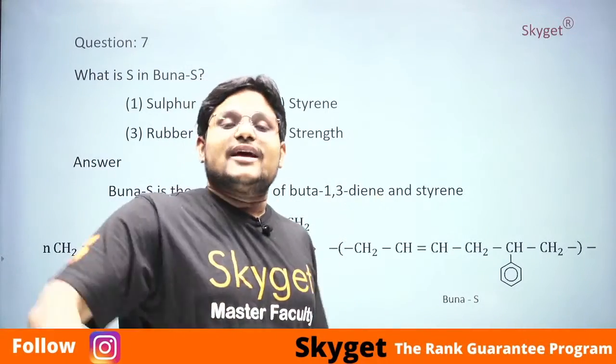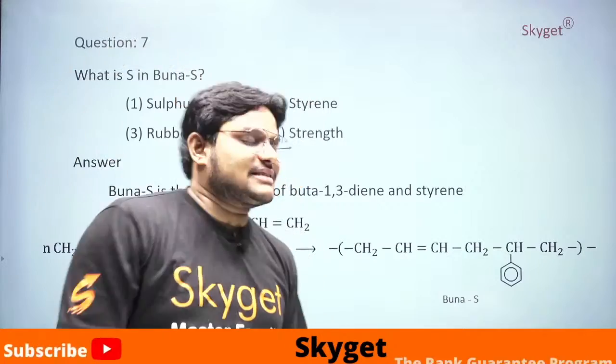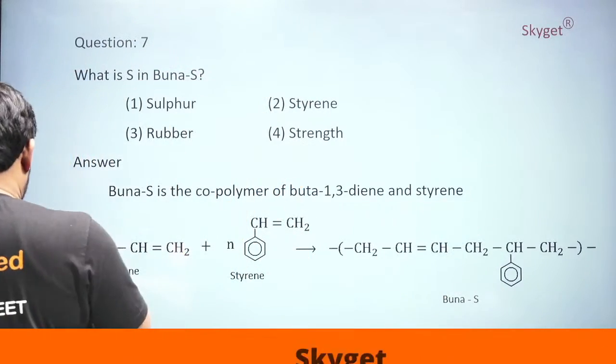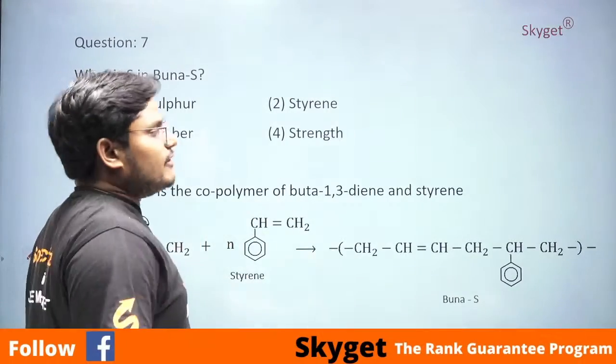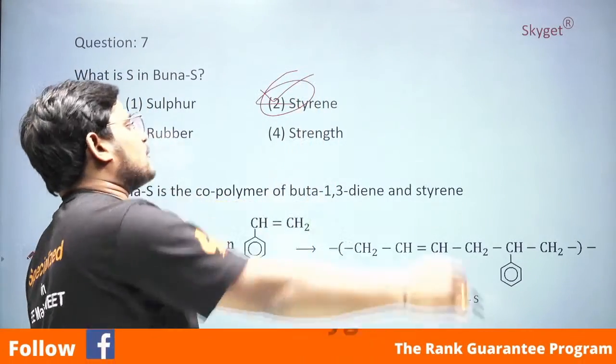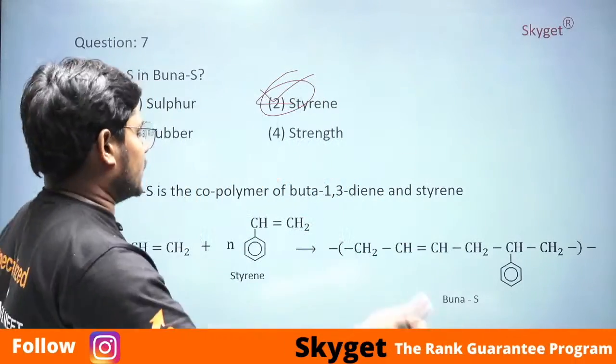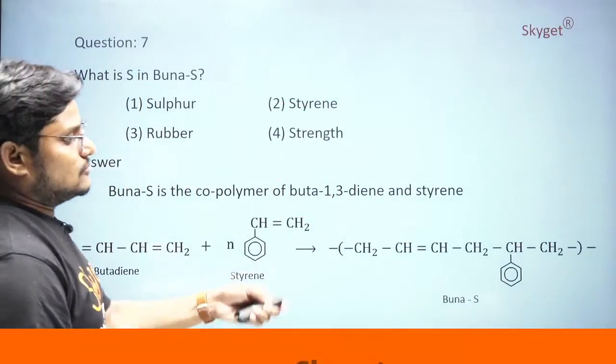So in Buna S, what is S? Nothing but styrene, students. For these questions, no need to waste time. You won the jackpot and you got an easy question to score +4 marks in JEE. So the answer is nothing but 2.